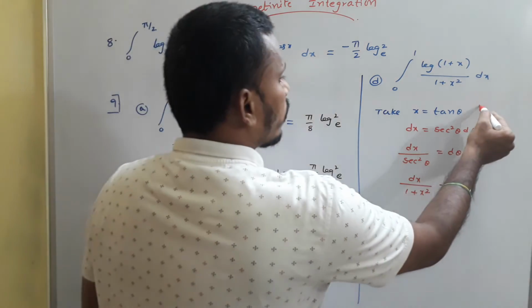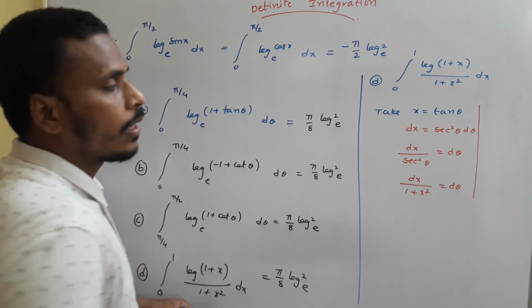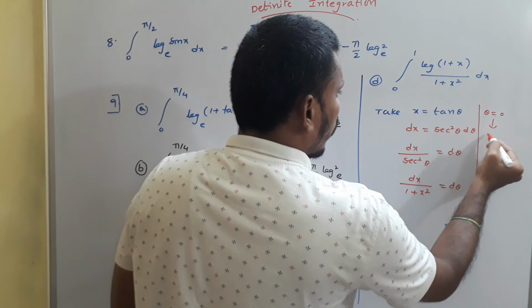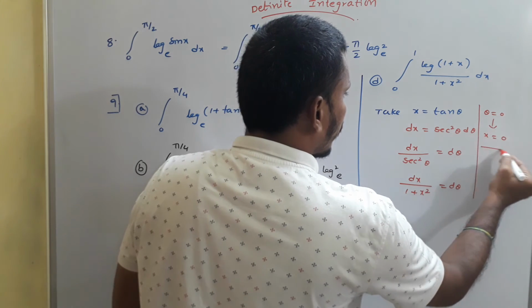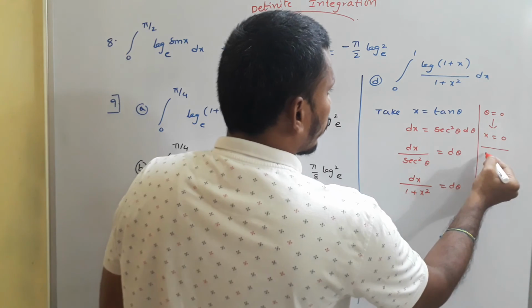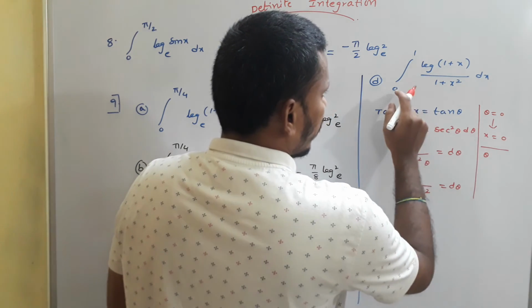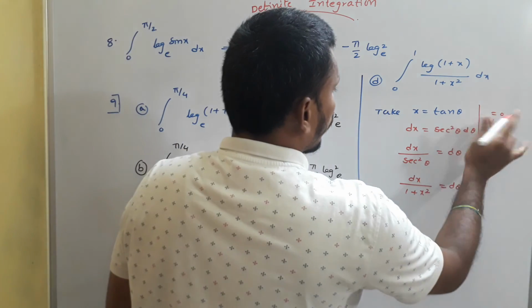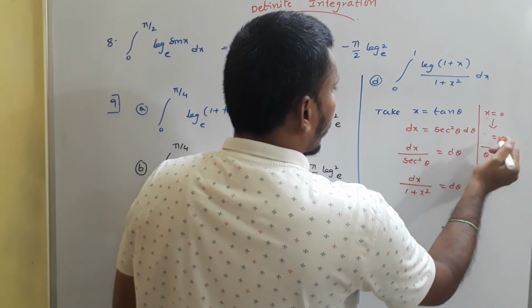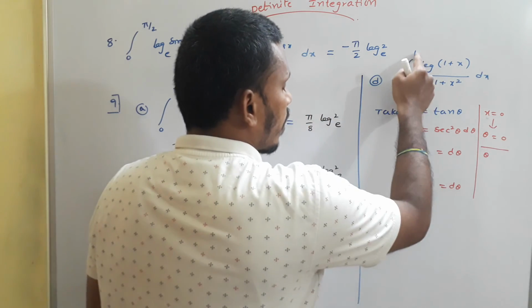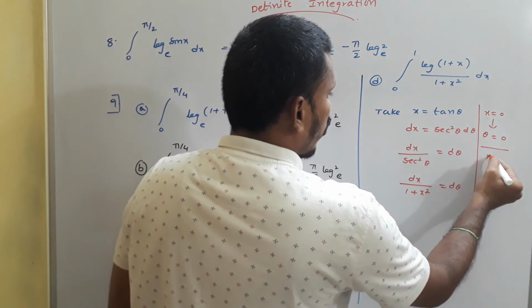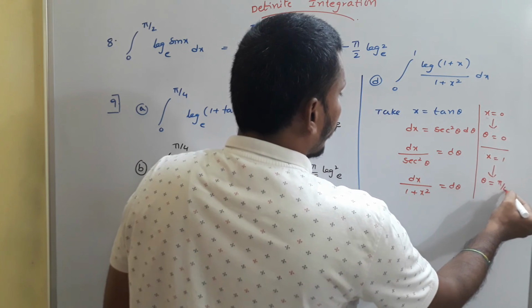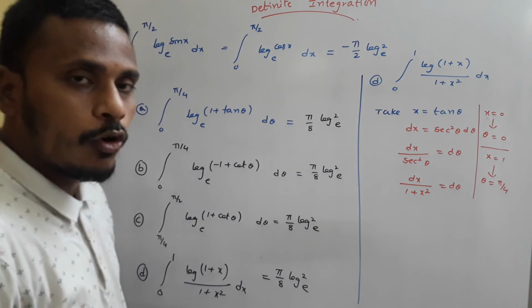And then think about the limits. If theta is equal to 0, then you will get that x is again 0 because tan 0 is 0. See, these limits are for x and we need to find limits for theta, and that's why first you just take x as 0, from there identify theta as 0, and then this upper limit 1 is for x. So if x is equal to 1, what will be the upper limit in terms of theta, which is pi by 4 because tan pi by 4 is 1.